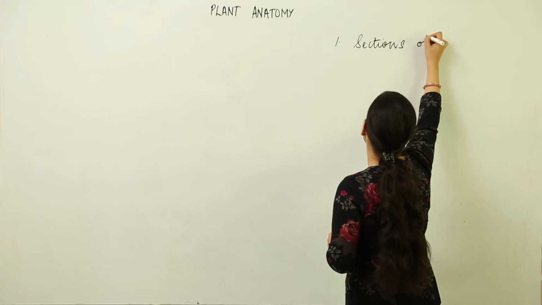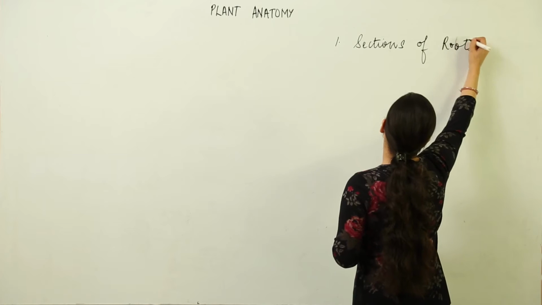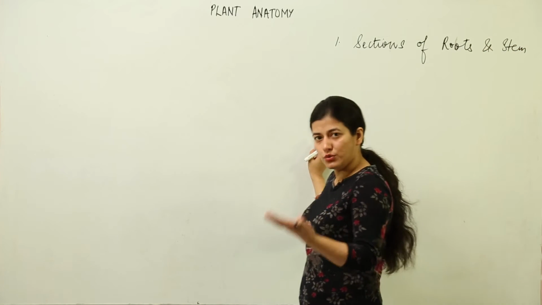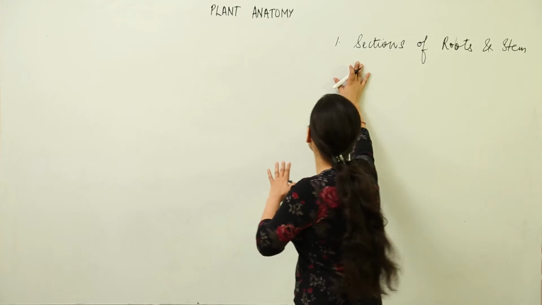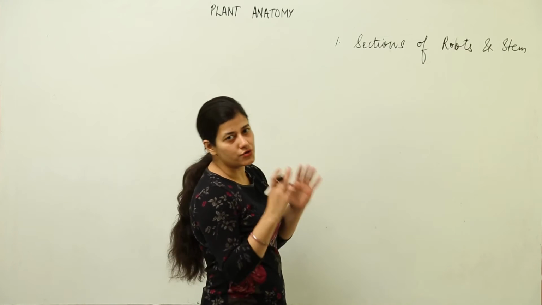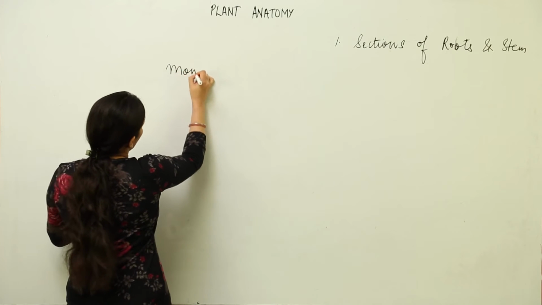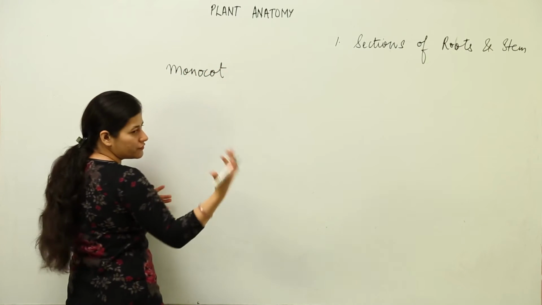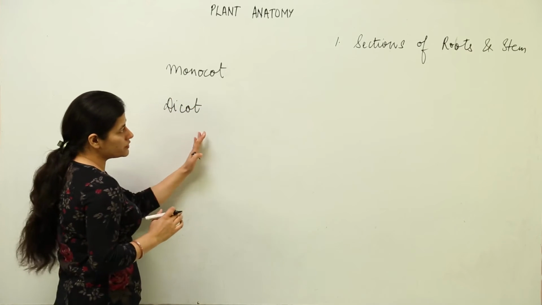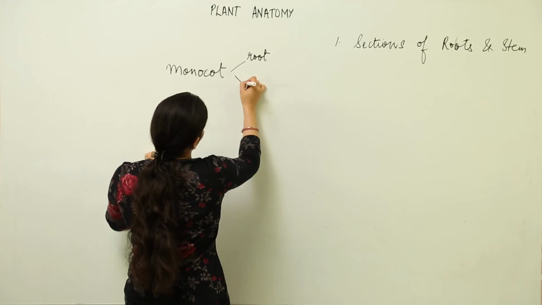Okay, roots and stem. This is the first topic that we would be dealing with. Now, because the plant mainly comprises roots, stems and leaves, the first thing that we are going to deal with is the section of root and stem. We know that there are two broad categories of the plants. One is monocot and the other one is dicot. This probably is revision of previous understanding only. So, one by one, we are going to see the section of monocot root and monocot stem.